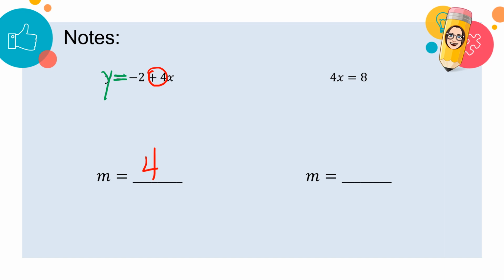Let's take a look at the next example. This one's a little confusing. There is no y. There's an x, and the x isn't even solved. So instead of times 4, let's divide both sides by 4. If I isolate x, I get x equals 2. There's not even a y here.